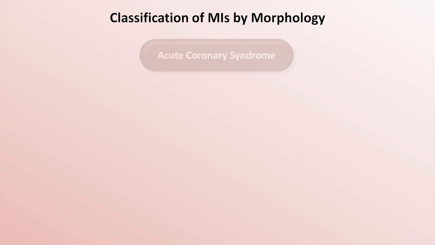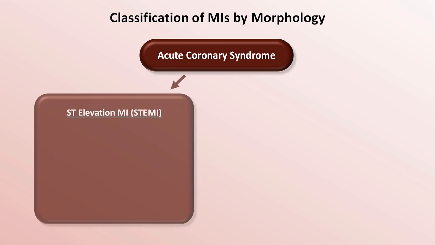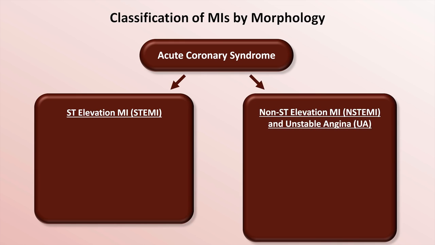Clinically, the most important classification to understand is STEMI versus NSTEMI. Acute coronary syndrome is an umbrella term to describe a collection of related pathophysiology characterized by supply-demand mismatch of oxygen to myocardial tissue, typically from a focal obstruction in a coronary vessel. Acute coronary syndrome is divided into one category for ST elevation MIs and one category for both non-ST elevation MIs and unstable angina.